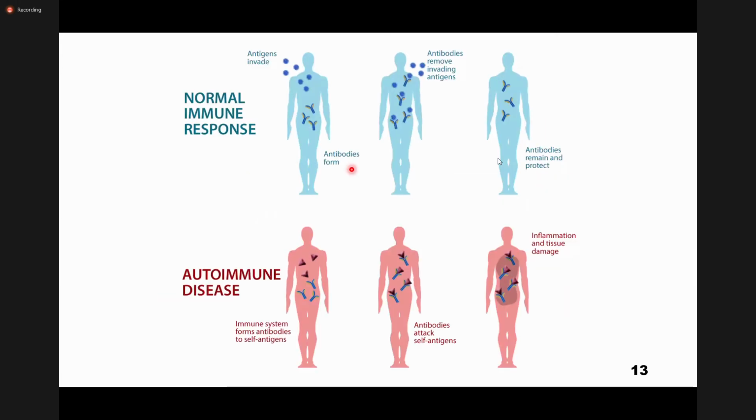This also explains a brief of the earlier slides. You have the invading antigen coming in and the antibodies are formed, that is our normal response. Then antibodies remove the antigens and we have memory antibodies to protect in the near future. But in autoimmune disease, the immune system produces antibodies against your self-antigens. Then antibodies attack your self-antigens, causing inflammation, tissue damage. So this is autoimmune disease.